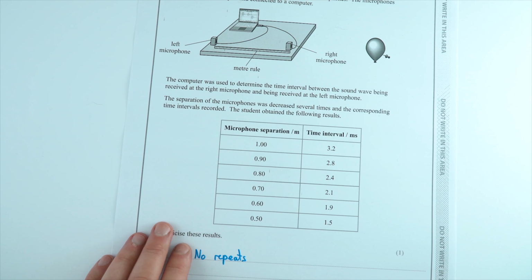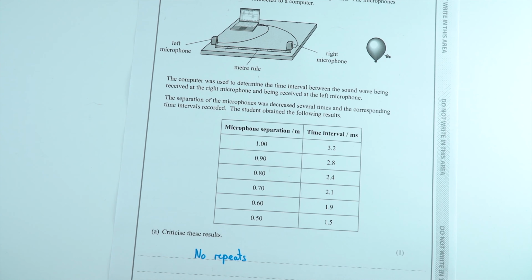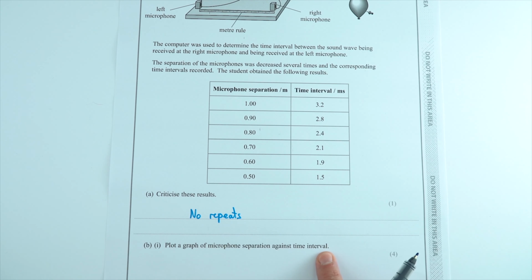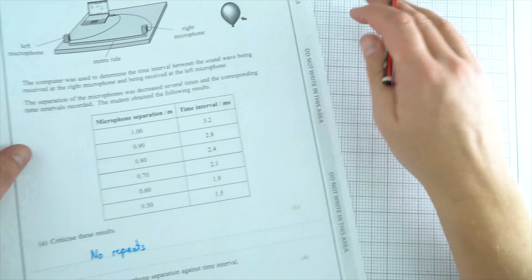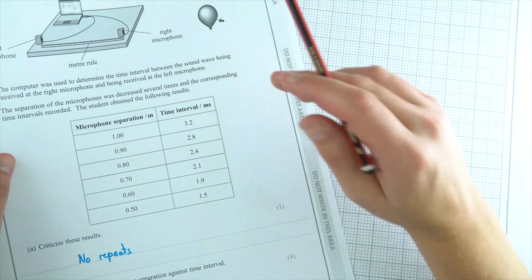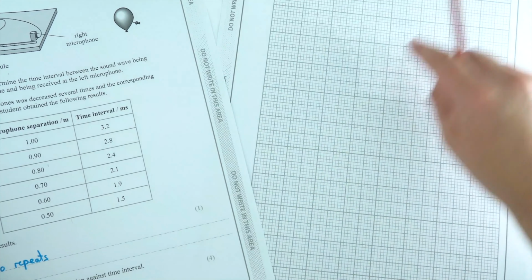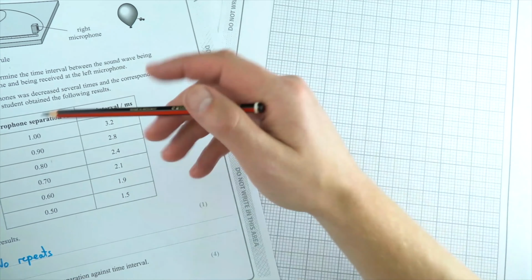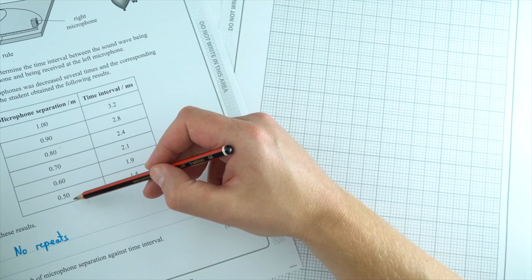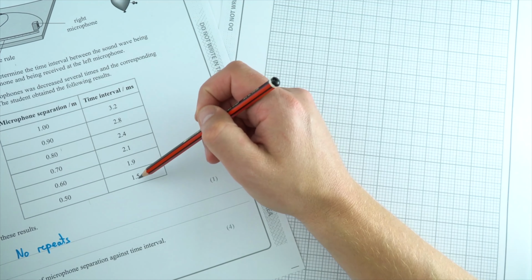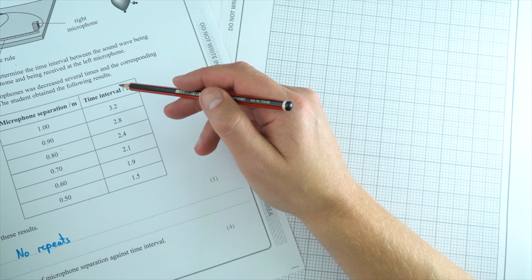So quite a few things you could have done for that. The second part was 4 easy marks, because all you had to do was plot a graph of this data. Now all of you know how to plot graphs, it's just straightforward stuff, but don't forget the basics. Make sure that your plotted points cover more than half of the area of the graph. Now we don't need to go to the origin, so we don't need to go to 0, so I'm just going to go from 0.5 up to 1, and the separation goes from 1.5 up to 3.2.